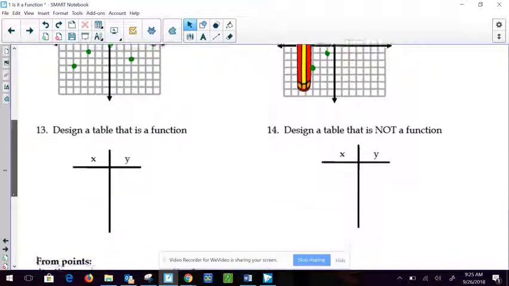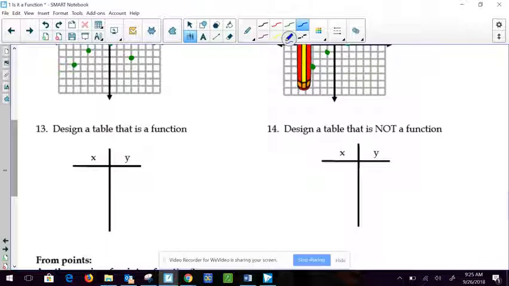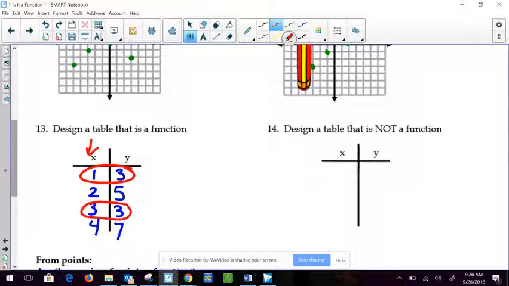Tables are a little bit easier. I'm only going to choose 4 values. So for my first table, I'll keep it pretty simple. 1, 2, 3, 4. I'm going to make 1 match up with a 3, 2 can match up with 5, 3 can match up with 3, and 4 can match up with 7. Now be careful here. Even though y repeats itself, remember, we're only looking at the x's. None of my x's repeat with different y values, so this is a function. So be careful. Y's don't matter. What matters is if x repeats with different y values.